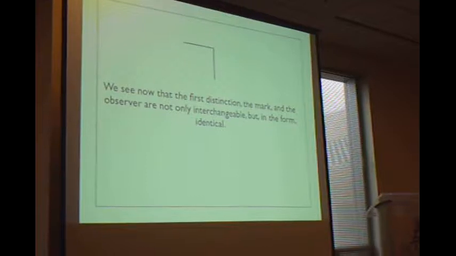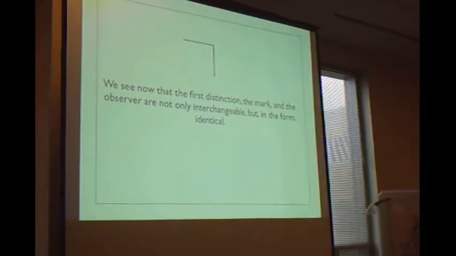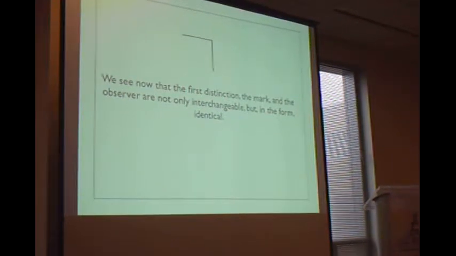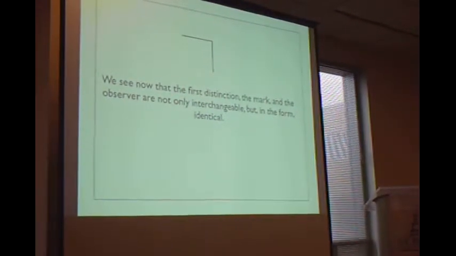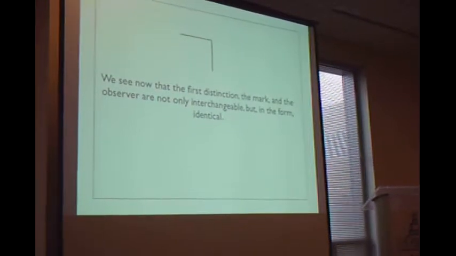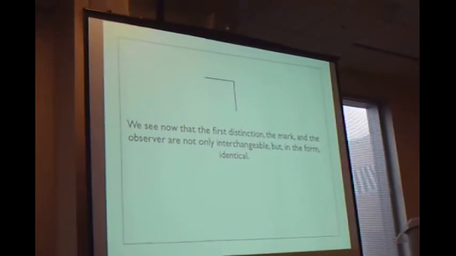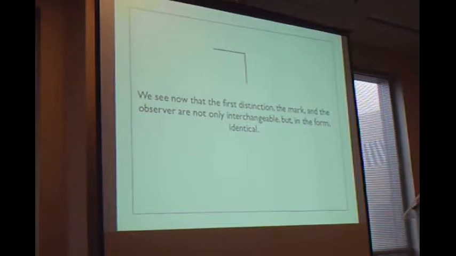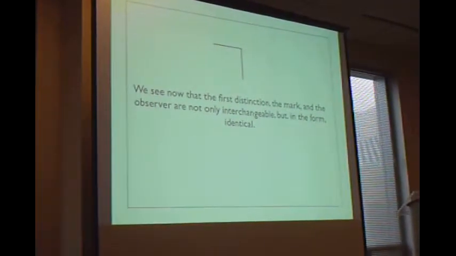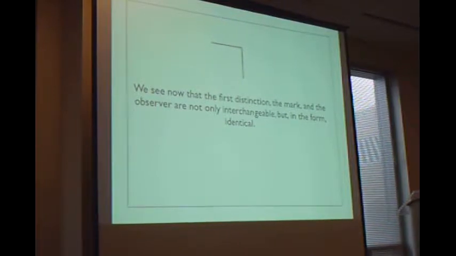This is the last line of the book. We see now that the first distinction and the observer are not only interchangeable, but in the form identical. And I don't mean that to be particularly mystical, as I said. I mean that to discuss the fact that when you have a distinction, you're involved in the distinction. And when you have an observation, you're involved in the observation.